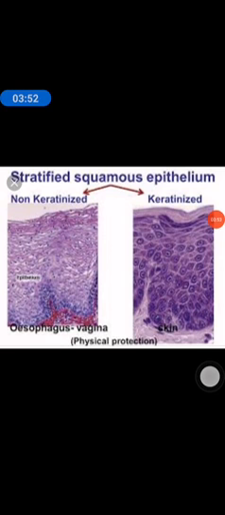Now, distribution of stratified squamous non-keratinized epithelium. It is found in the lining of mouth, esophagus, larynx, lower part of anal canal, and vagina. That means it is found in the surface epithelium where it remains wet. And distribution of stratified squamous keratinized epithelium. It is found in the lining of epidermis of the skin.